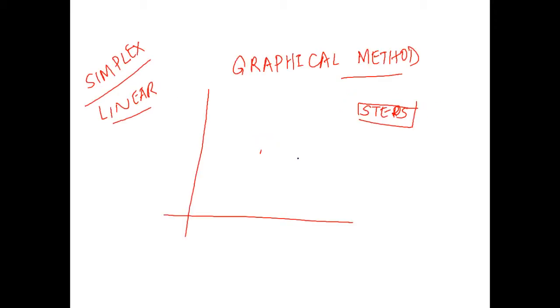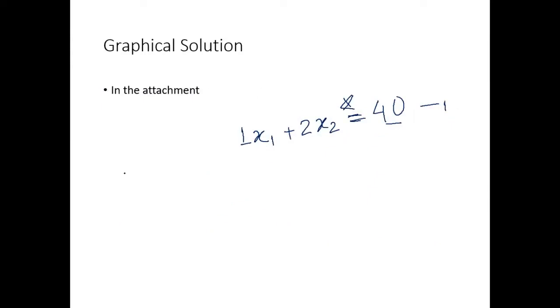Equation number 2 is 4x1 plus 3x2 is equal to 120. There are a few steps to follow before we plot it on the graph. Remember it. The first step in solving linear programming through the graphical method is to plot the constraints on the graph, not the objective function. Okay, we have to plot the constraints on the graph.